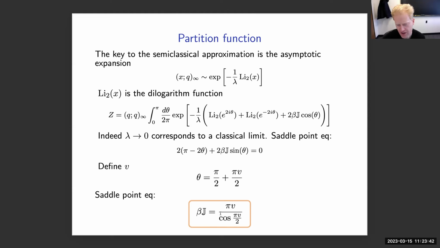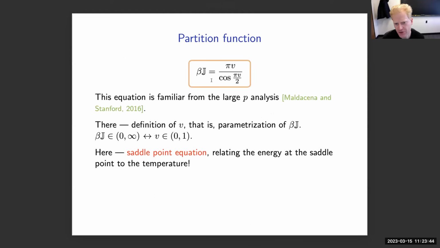Okay. Now you may be familiar with this equation from the large P analysis in Maldacena and Stanford. There, it's essentially a definition, just a definition of v. So v is just another parameterization of the temperature. When beta J goes from 0 to infinity, v takes the range from 0 to 1. Since beta is 1 over the temperature, the low temperature limit corresponds to v going to 1. At high temperatures, v goes to 0.